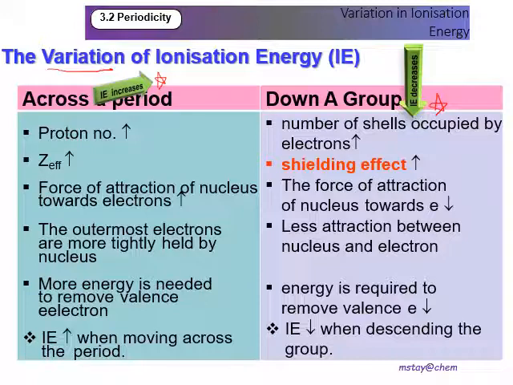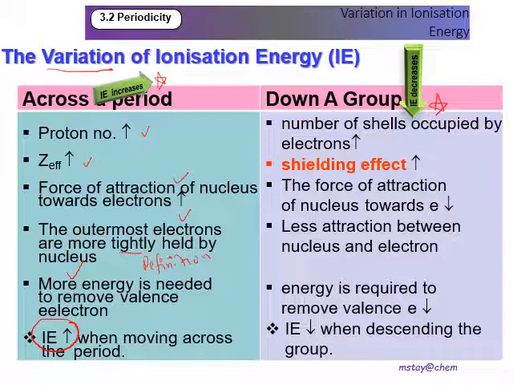Across the period, as we already know, the proton number will increase and cause the effective nuclear charge to increase. Once the effective nuclear charge increases, the attraction between the nucleus and the valence electron increases. This makes the electron more tightly held by the nucleus. Then we relate this with the definition of ionization energy, which means more energy is required to remove the valence electron, and hence the ionization energy is increasing across the period.